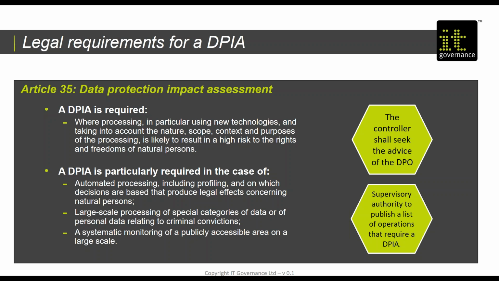The second area where a DPIA is mandated is large-scale processing of special categories of data or of personal data relating to criminal convictions. Note this is large-scale processing of special categories of data. So you might be processing millions of names and addresses, but those aren't special categories of data, and therefore you don't, by law, need to do a DPIA. It might be a good idea to do from a business point of view, from a trust with data subjects point of view, but it's not a legal necessity.